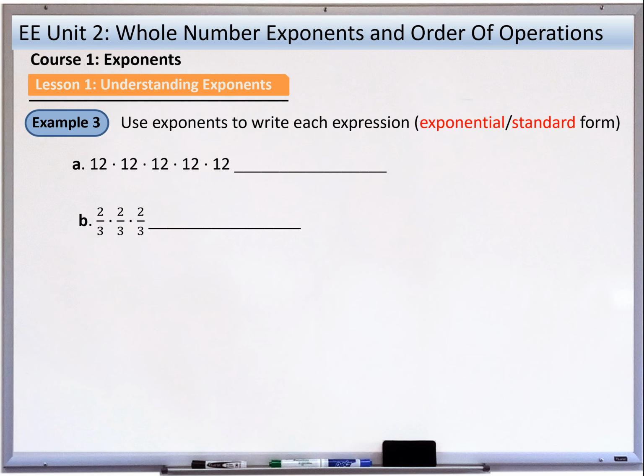Okay, so use exponents to write each expression in exponential or standard form. So this is 12. This number is the same, so that must be our base. How many times do we multiply it? 1, 2, 3, 4, 5 times. So it's 12 to the power of 5. And this can also work with fractions. Now I said whole number exponents, not whole number bases. So that would be 2 thirds to the power of 3.